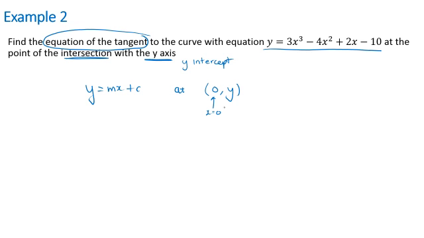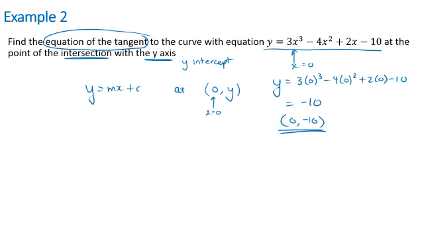If you want to find the y-intercept, we know that the y-intercept is when x equals 0. So if x equals 0, y will equal what? 3 times 0 cubed minus 4 times 0 squared plus 2 times 0 minus 10, which we all know is equal to negative 10. So that just tells me when x is 0, y is negative 10. So I've got my point. Okay? The only extra thing I need now is to find m.